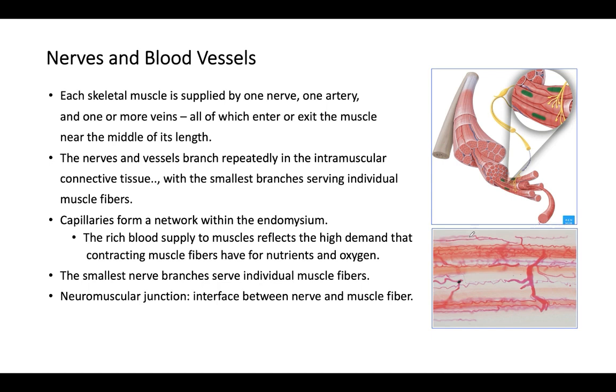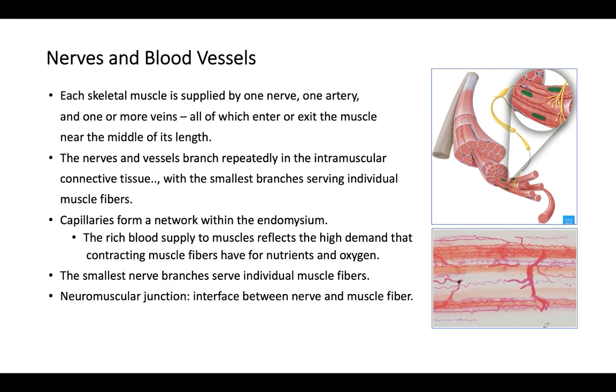Also, blood vessels innervate muscle tissue. Capillaries form a network within the endomysium. The rich blood supply to muscles reflects the high demand that contracting muscle fibers have for nutrients and oxygen.